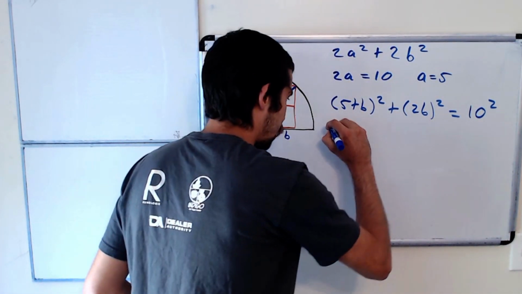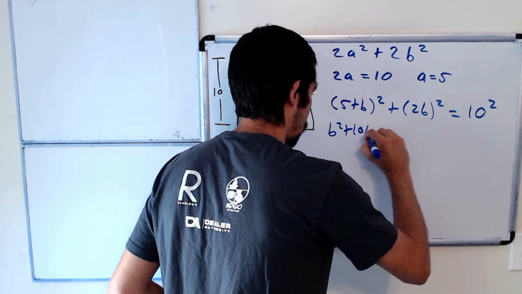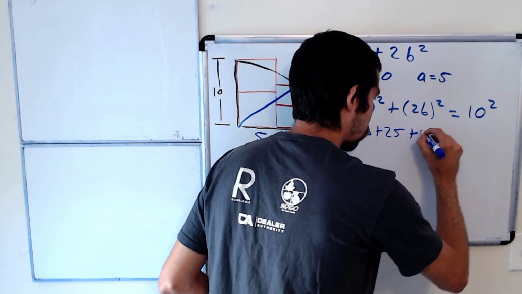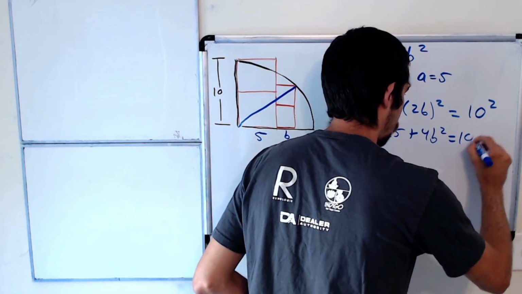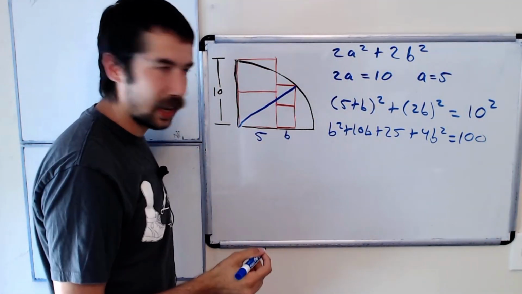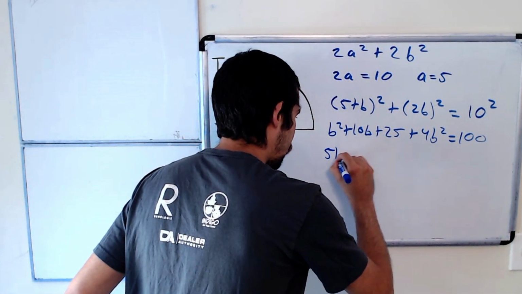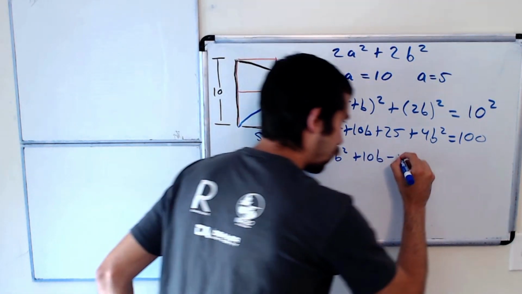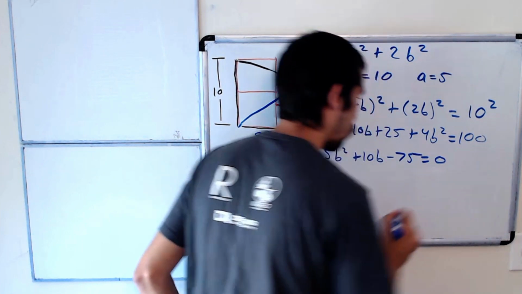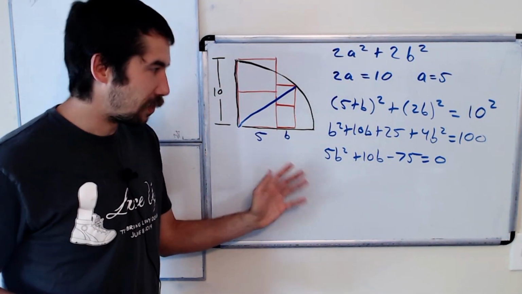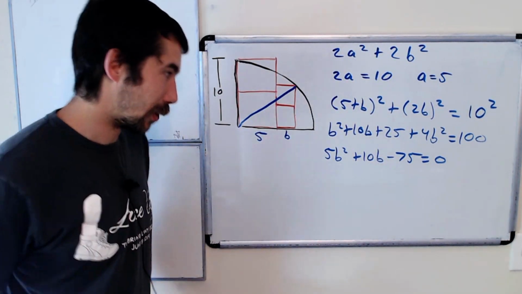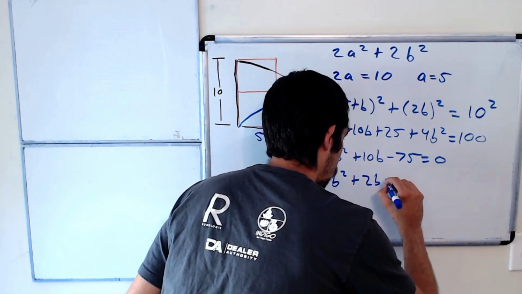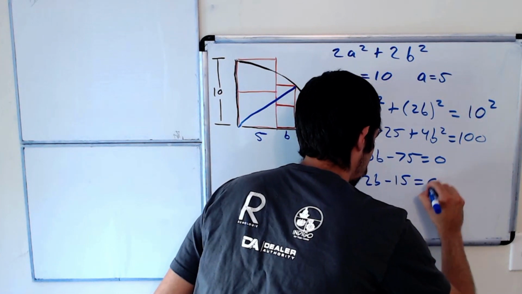So this is b squared plus 10b plus 25 plus 4b squared is equal to 100. Bringing everything to the left, we get 5b squared plus 10b minus 75 is equal to 0. And then we could divide everything by 5 to just make it a little easier for us. So b squared plus 2b minus 15 is equal to 0.